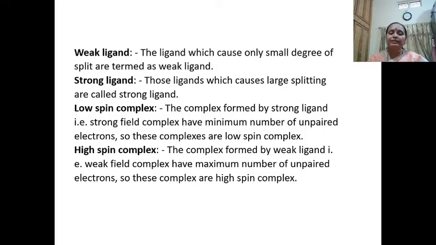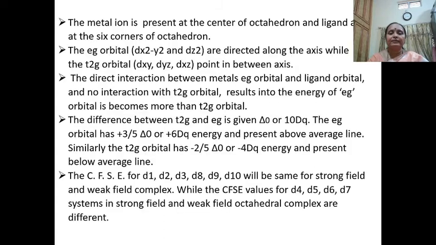While high spin is due to a weak ligand field. When there is a weak ligand, it cannot pair up the electrons in the orbitals when it approaches the complex. So, there will be more unpaired electrons. So, these complexes are high spin complexes.